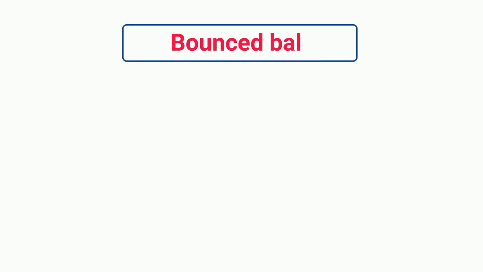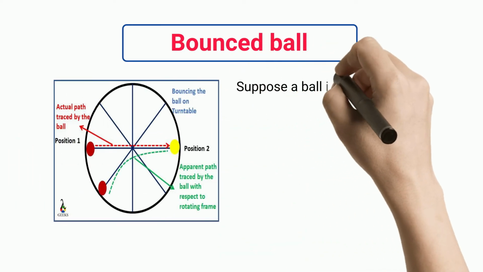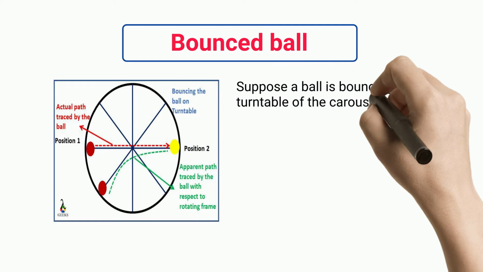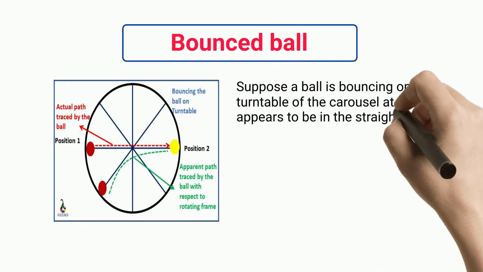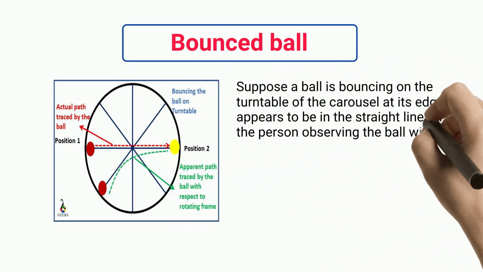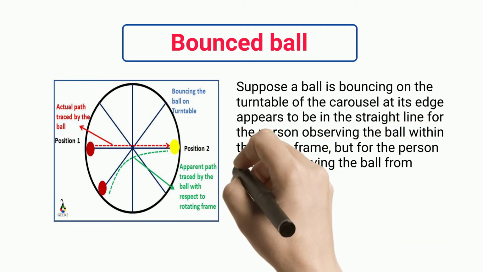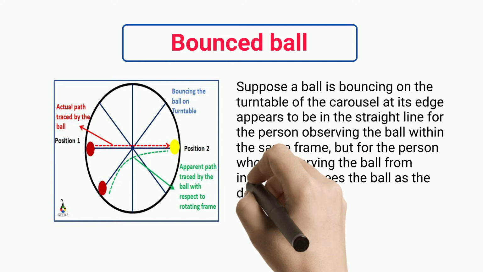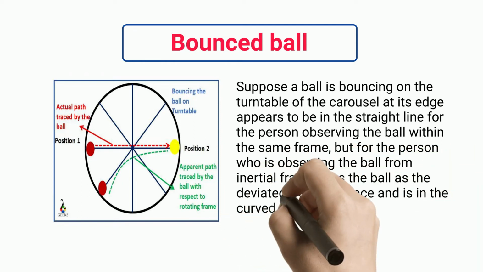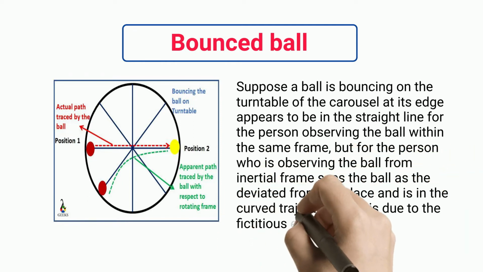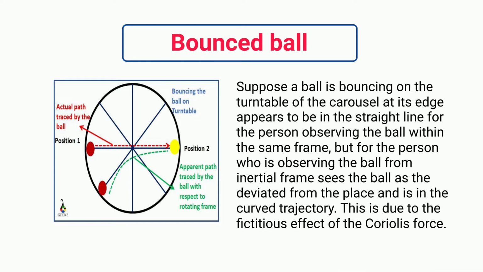Bounced ball. Suppose a ball is bouncing on the turntable of a carousel. At its edge, it appears to be in a straight line for the person observing the ball within the same frame, but for the person observing the ball from an inertial frame, the ball appears deviated from its place and on a curved trajectory. This is due to the fictitious effect of the Coriolis force.